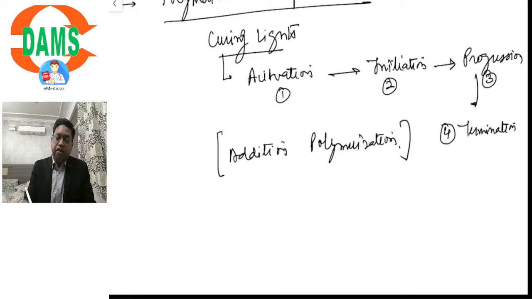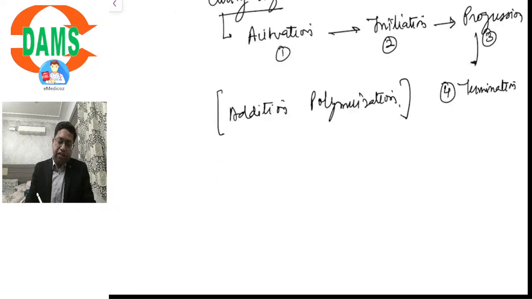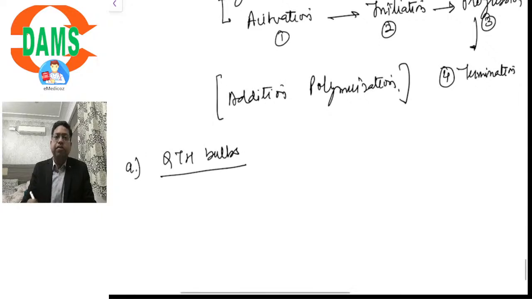Okay. Now we talk about the curing lights. The first and the most conventional lights, they are the QTH bulbs. QTH stands for quartz, tungsten, halogen.